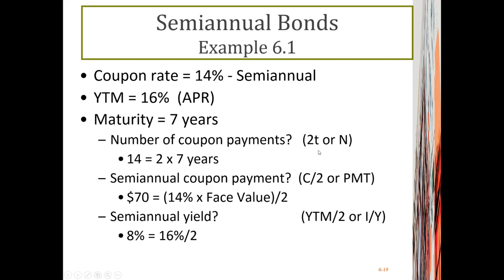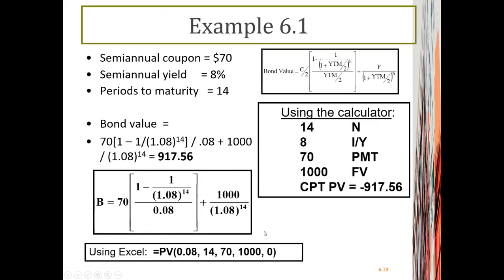And the second, the semi-annual coupon payment needs to be adjusted. The coupon rate is 14%, which means the annual coupon payment would be $140, but on the semi-annual basis, it's going to be $70 semi-annual coupon payments. And the last one is year to maturity, and here calculations are based on semi-annual basis. Therefore, year to maturity should be half of annual year to maturity, which is 8% in this case.